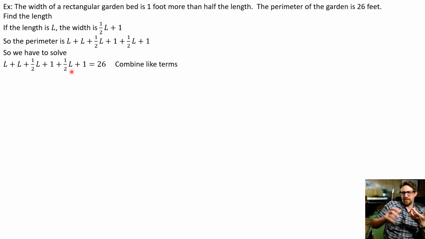But George, just think of it like a half of something plus a half of something is just the whole thing. So we're going to have a 2L on this side from here, and we're going to have an L that comes from these ones, and then we're going to have a plus 2 because these ones are like terms, and 1 plus 1 is 2.